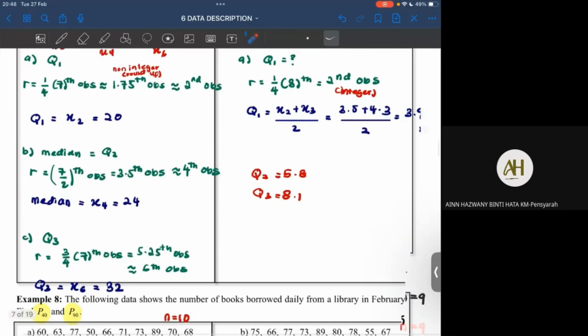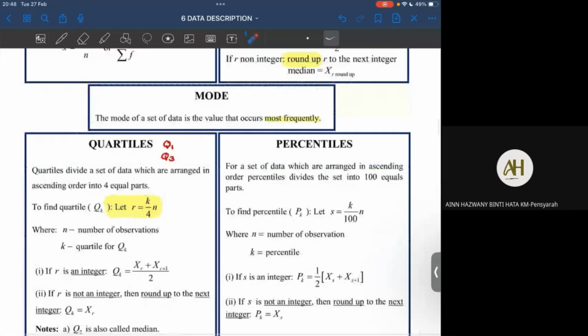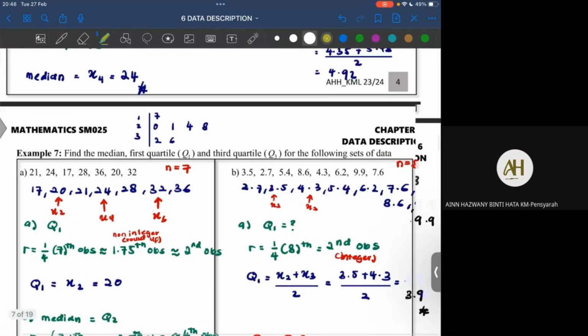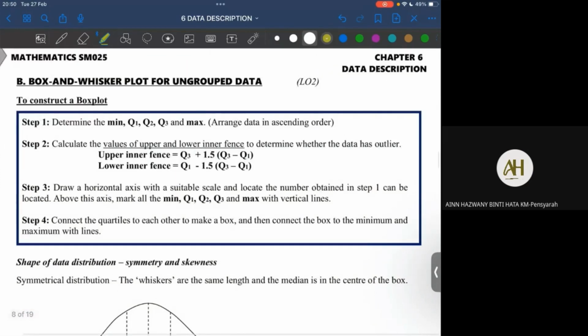Okay, before that, for quartiles, we have a formula to find the interquartile range. Okay, interquartile range is Q3 minus Q1. Okay, you have learned this already in XPM. You should know this. Okay, so if the question asks you to find the interquartile range, you have to find Q3, find Q1, and subtract. Okay. So, let's see box and whisker plot.